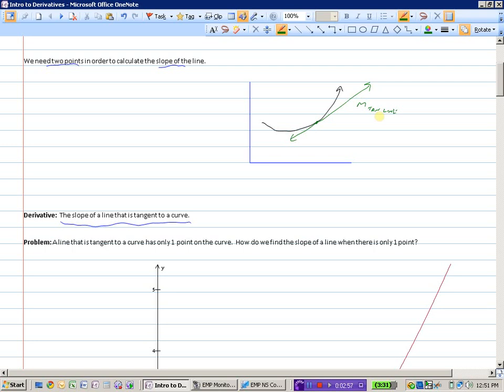Do you see what the problem is? What do we need to find a slope? 2 points. When we have a tangent line, how many points are connecting our curve? 1. So this is our big problem. What's the problem? A line that is tangent to a curve has only 1 point on the curve. Right here. So how do we find the slope of a line when there's only 1 point that we have to work with? That's our problem.